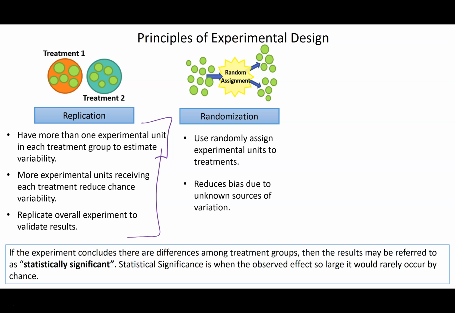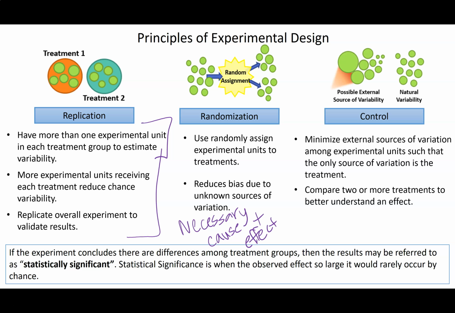Second there is randomization. So this is necessary for cause and effect. So if you want to say, hey, variable A caused this change in variable B, you need randomization. It helps reduce the bias due to unknown sources. It basically makes the two treatment groups as similar as possible so that the main difference between the two groups is the treatment. So we can isolate just the effect of the treatment.